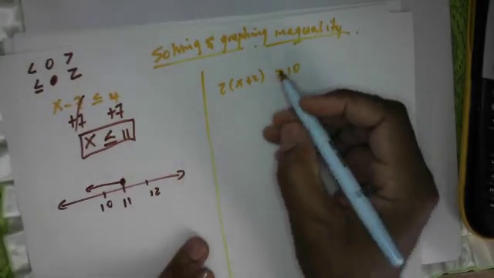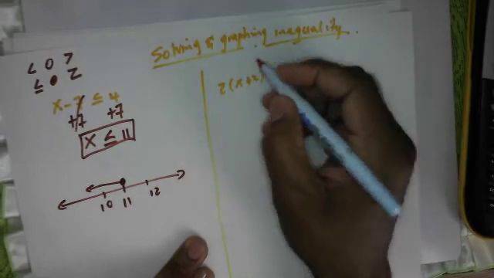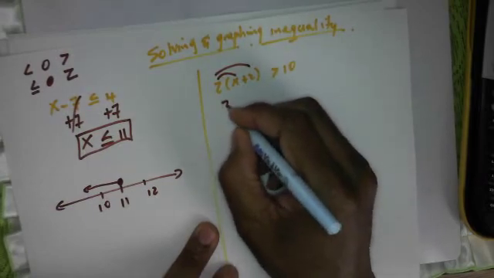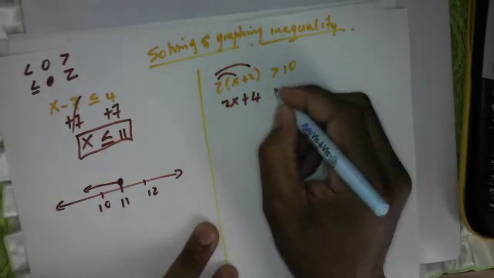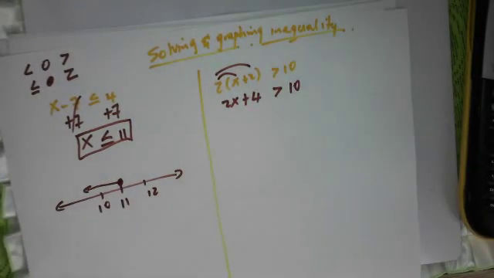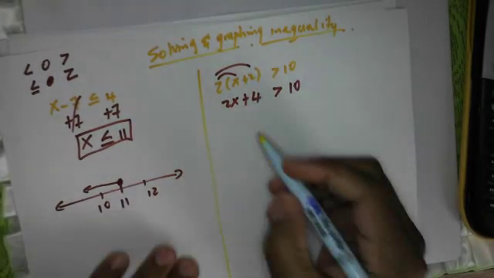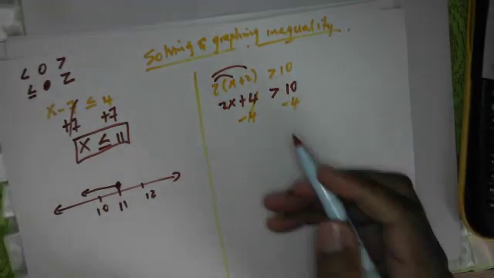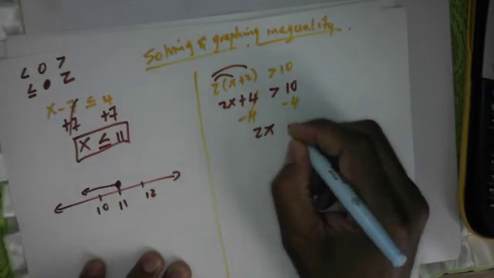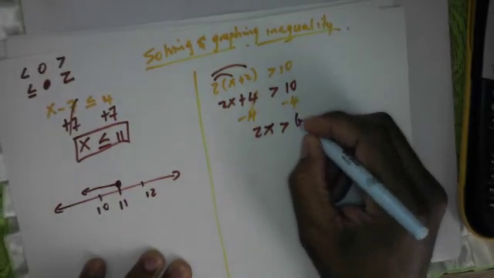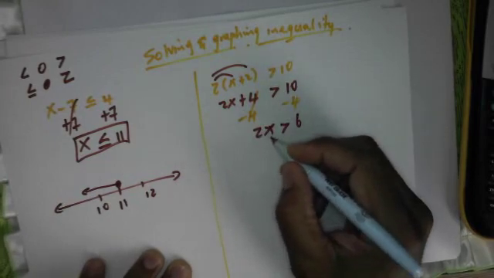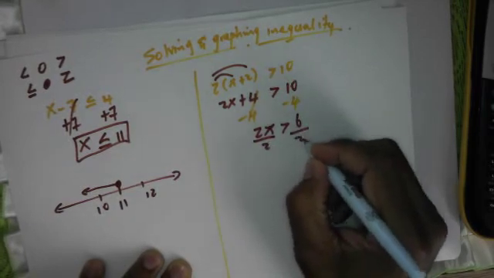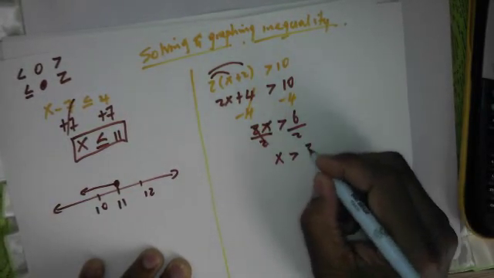Second one. First thing you'll do is to distribute the parentheses. So 2 multiplies every term inside the parentheses. So 2 times x, that is 2x, plus 2 times 2, that is 4, is greater than 10. Again, 4 is added to our variable, so we're going to subtract 4 from both sides. And that cancels. So we have 2x is greater than 10 minus 4, that is 6. And 2x means 2 times x, so the 2 is multiplying our variable. So we do the reverse operation, which is division. We divide both sides by 2. So x is greater than 3.